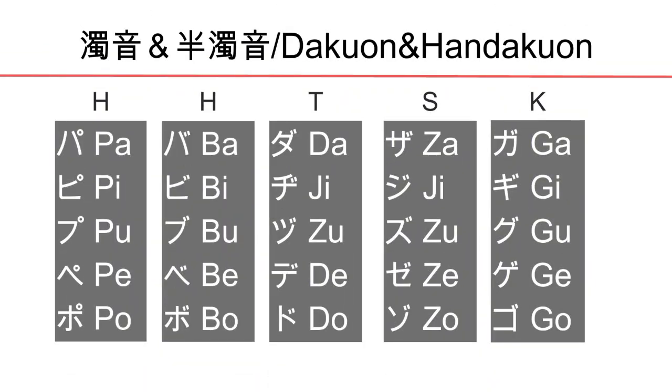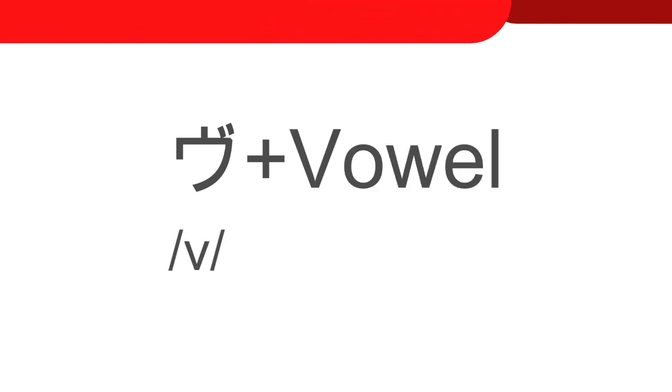Dakuten and Handakuten in Katakana. The way we use Dakuten and Handakuten is similar to the way Hiragana uses them to change the pronunciation of a consonant. When using Katakana, we can use Dakuten on U and a small vowel sound to make a V sound. For example, this word is pronounced va.